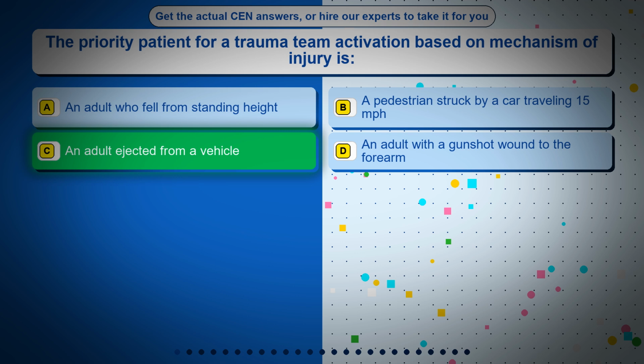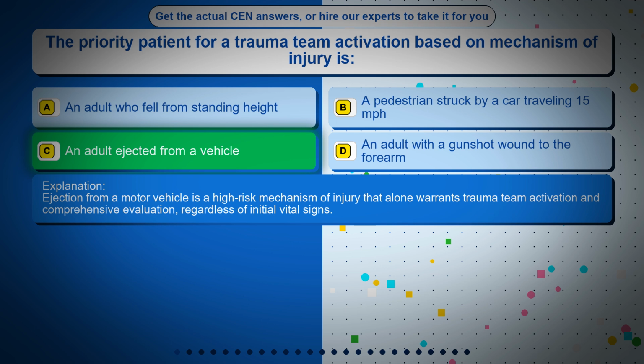The correct answer is option C. An adult ejected from a vehicle. Ejection from a motor vehicle is a high-risk mechanism of injury that alone warrants trauma team activation and comprehensive evaluation, regardless of initial vital signs.